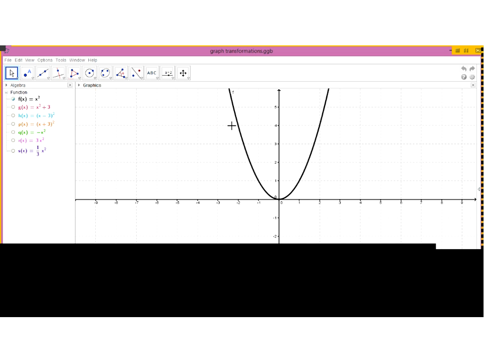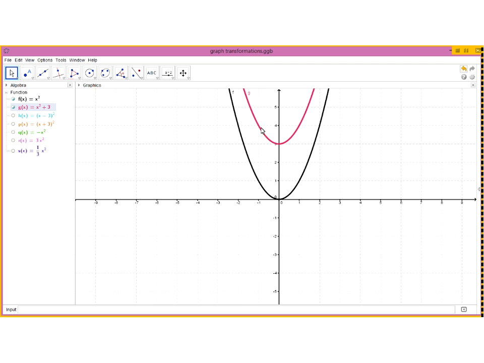All right, so here is the regular f of x equals x squared. This was the first graph. G of x equals x squared plus 3. And so how does this red graph change, or how is the red graph different from the black graph? And so they both have a vertex. This one is at 0, 0, and this one is at 0, 3.